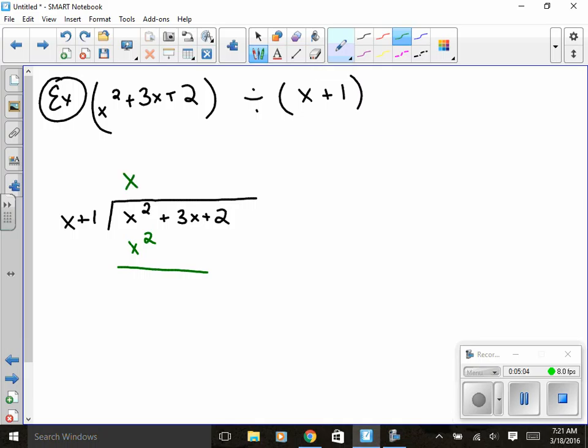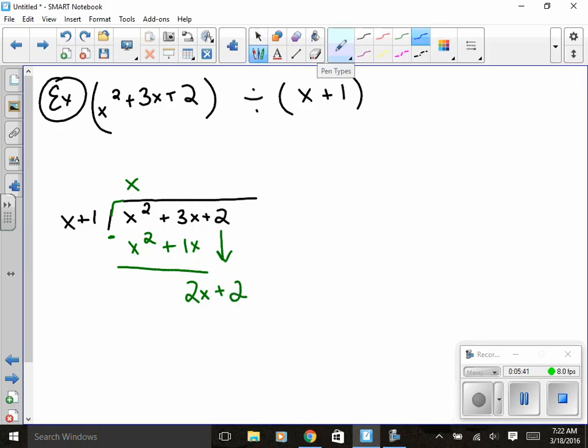So then that's the distribution here, then I have to distribute it to the 1, and that's a plus 1x. So with any long division, I know that I have to subtract. So I've got x squared minus x squared, which gives me 0. That was my goal. Then I have 3x minus 1x, which gives me 2x. And then I'm going to drop down that plus 2.